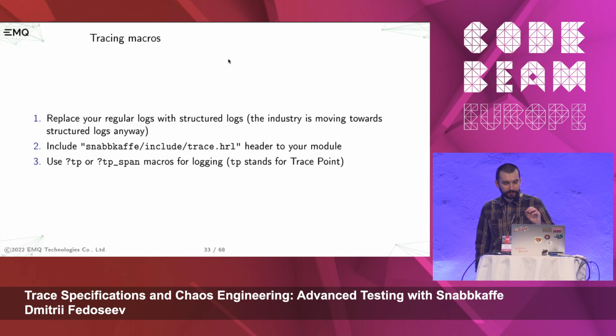In order to start using Snabbkaffe, the system must be manually instrumented with trace points. It's done by replacing your regular logs with structured trace points using macros from Snabbkaffe library. Our industry is already moving towards structured logs and logging with JSON, so it's a good idea anyway.